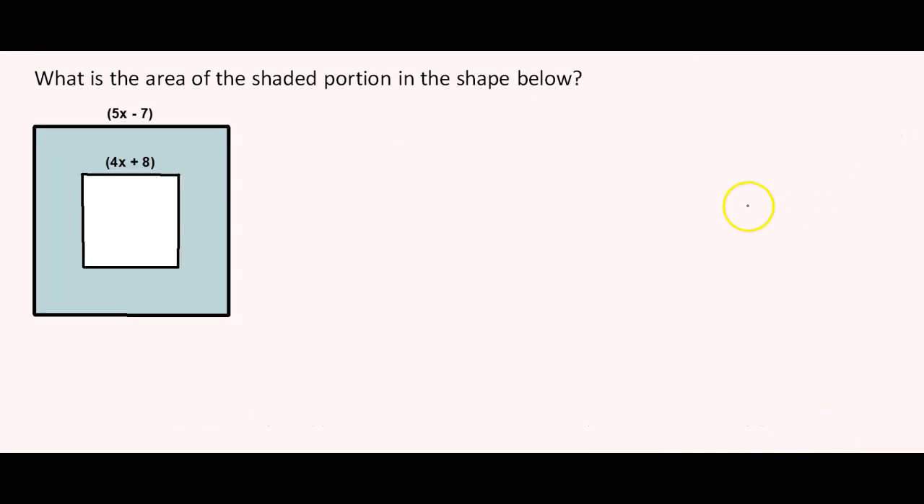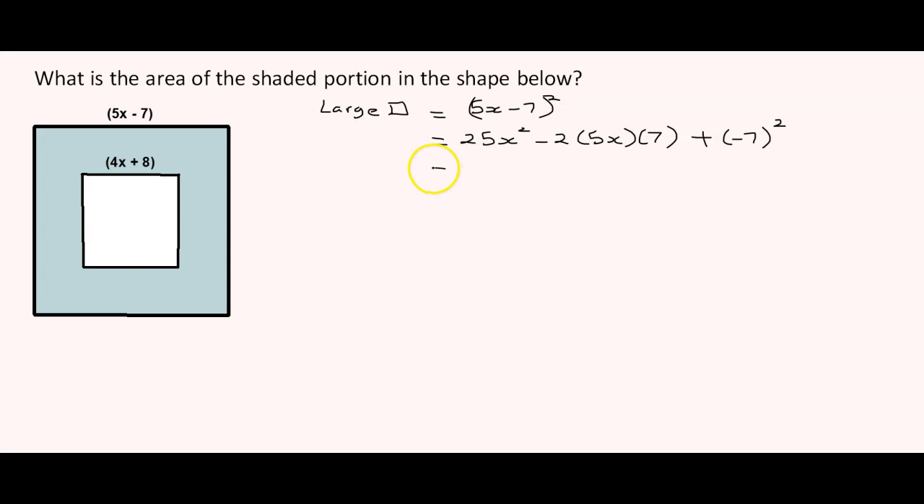Let's look at another example. What is the area of the shaded portion here? So we look at large square is going to be equal to 5x minus 7 squared, because the area is side squared. So this is going to be 25x squared minus 2 multiplied by 5x multiplied by 7 plus negative 7 squared. So this is going to be 25x squared minus 70x plus 49.